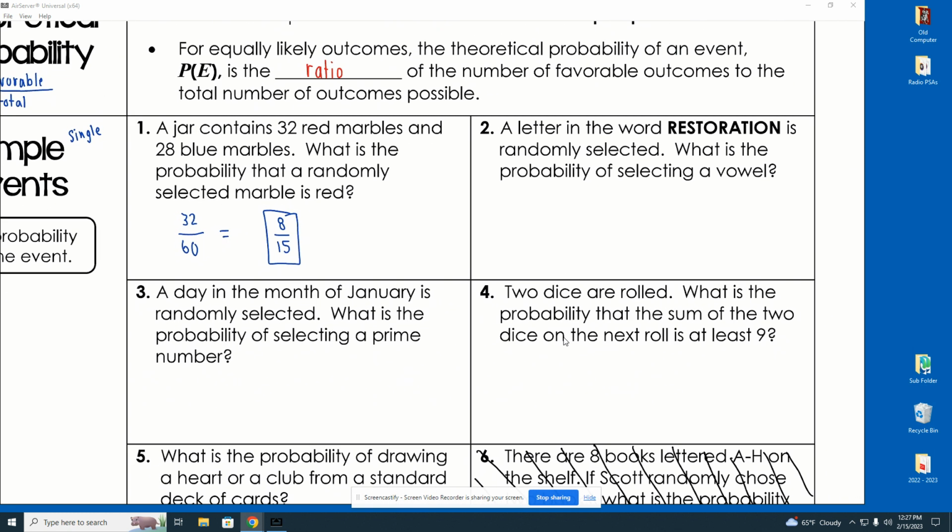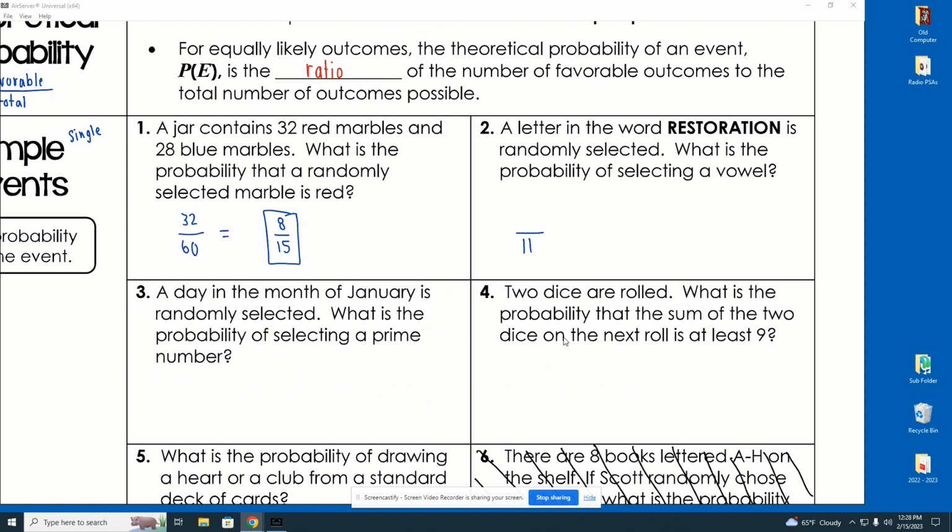Number 2, pretty easy. A letter in the word restoration is randomly selected. One letter, single event, simple event, one fraction. Favorable over total is what you think. Well, what is total here? The word restoration. What's total? 11. Where'd you come up with 11? Yep, count them. Now, the favorable is the probability of selecting a vowel. So vowels are my favorable outcomes.